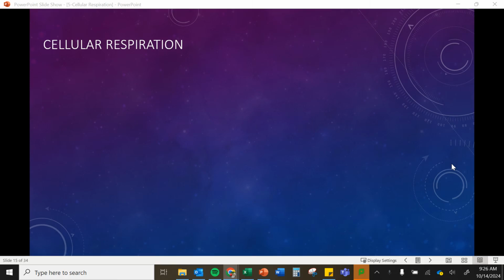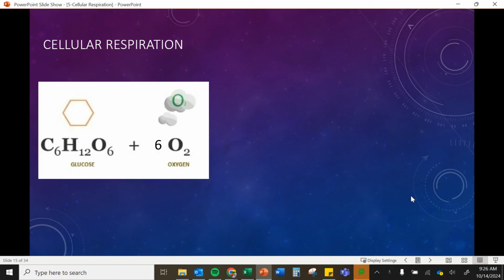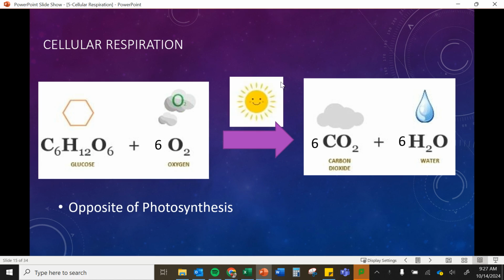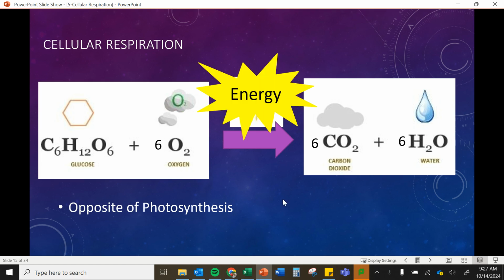Hey guys, today we're going to talk about cellular respiration. So cellular respiration is starting with glucose and oxygen, and it's turning it into carbon dioxide and water. So it is the exact opposite of the photosynthesis reaction. So for photosynthesis, we are creating that glucose from the light energy from the sun. But in this case, we're not creating light energy, we're creating just energy in the form of ATP.